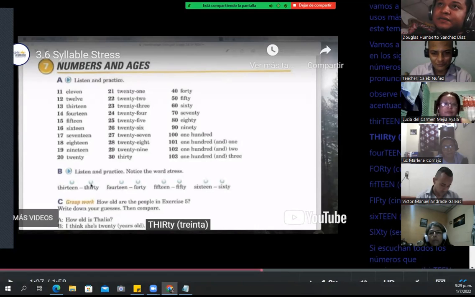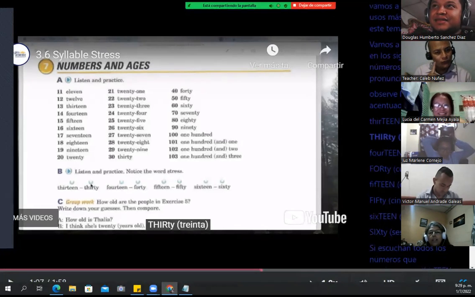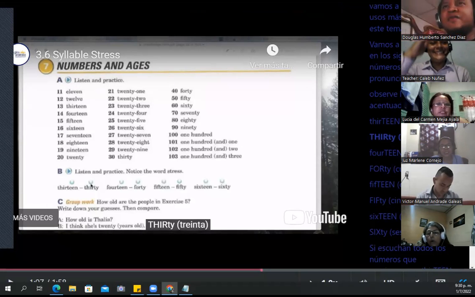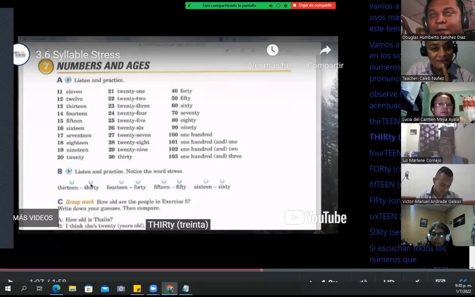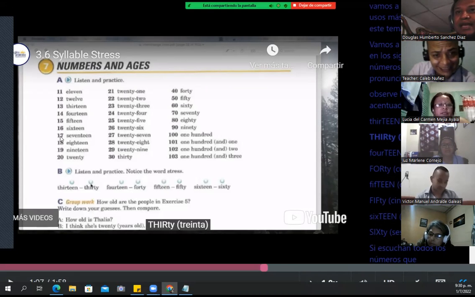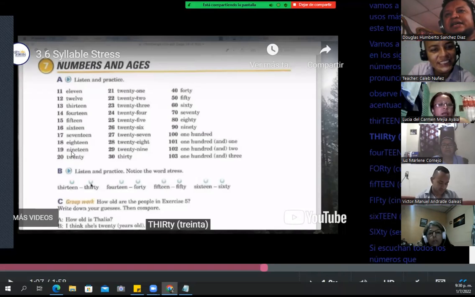En second time. Ahora, la entonación de esta palabra teen es rising intonation. ¿Qué quiere decir rising? Que la entonación es hacia arriba. Teen. 13. 13. 14. 14. 15. 15. Fifteen.